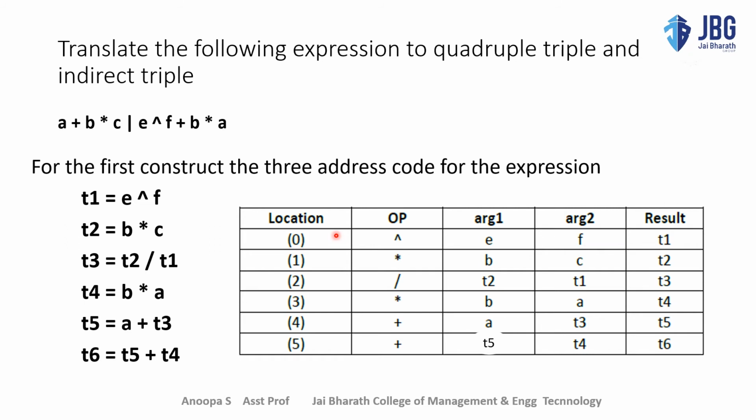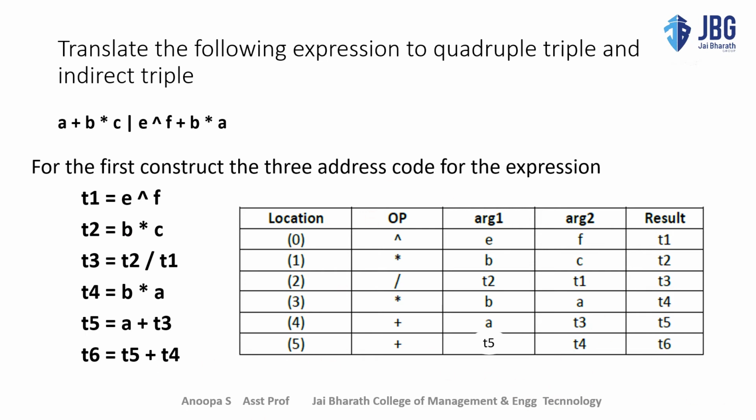So location simply means where this statement is stored. So what is this statement? t1 = e ^ f. If I'm looking at this table, we can quickly recognize this is the expression, right? t1 = e ^ f, and its location is 0. Similarly, for all the equations we can write.